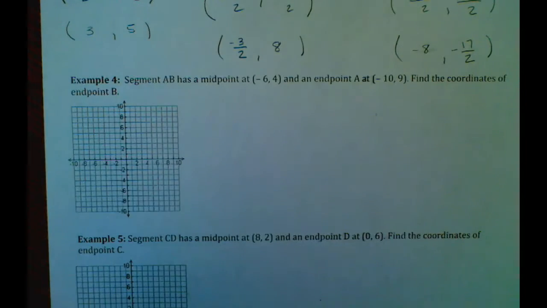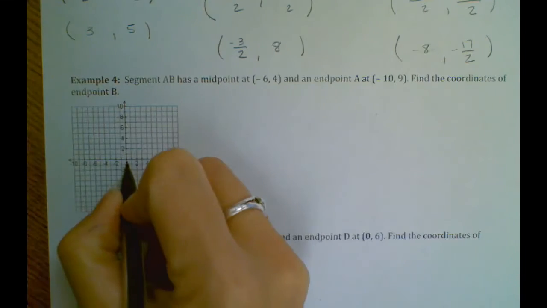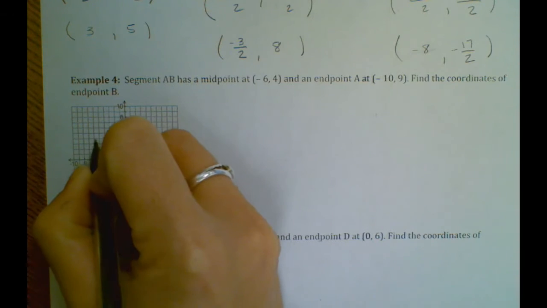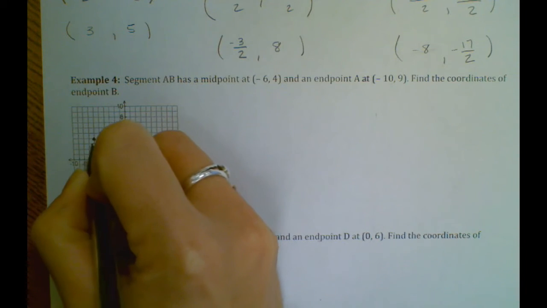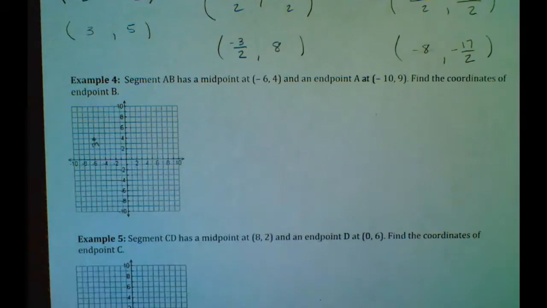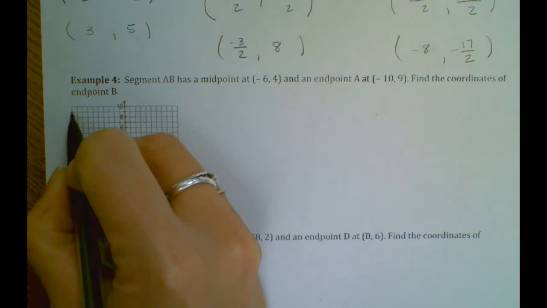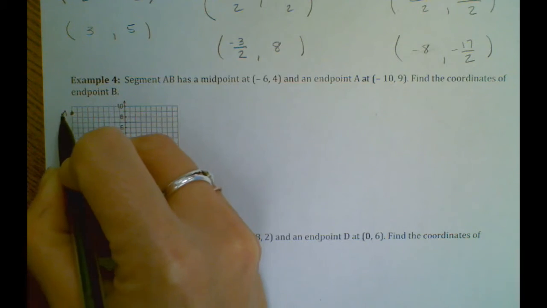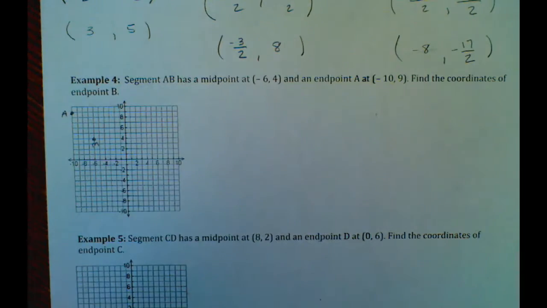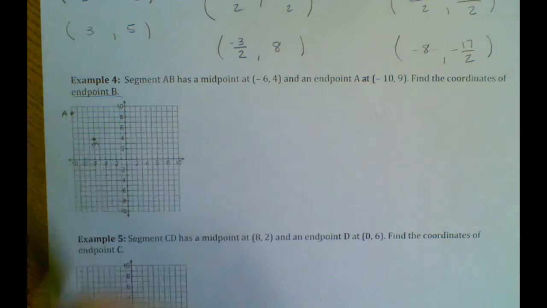Okay, example 4, segment AB has a midpoint of negative 6, 4. So I'm going to go ahead and plot that, and I'm going to label that M because it's the midpoint. There's also an endpoint A at negative 10, 9. Label that A. So we want to find the other endpoint B.